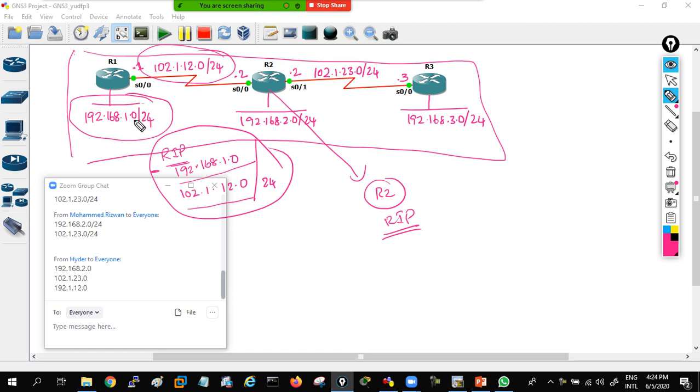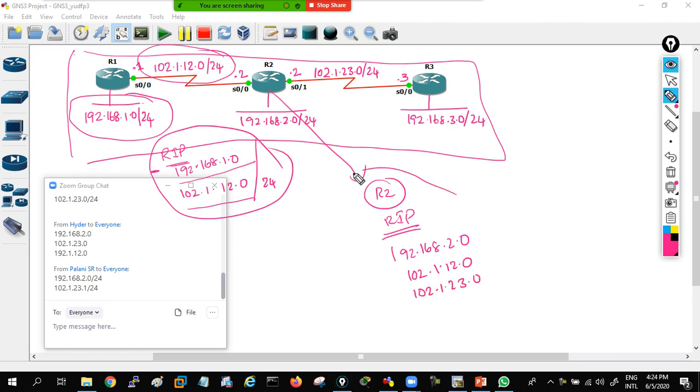Because in my topology, router 1 is talking RIP. RIP is nothing but a language, guys. It's a protocol language. So if they want to talk to each other, they should speak the same language. That's why in R2 also you configured the same protocol, which is RIP. And inside that, what are the networks you know? You know about 192.168.2.0, and after that 102.1.12.0, then after that 102.1.23.0. So you just advertise.